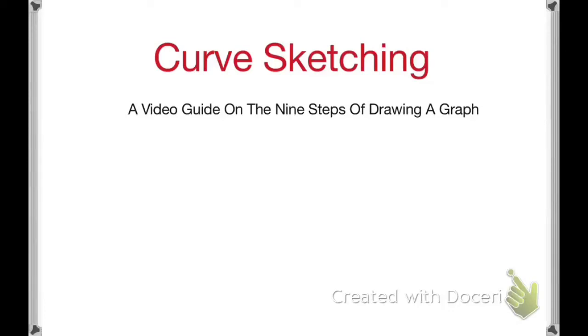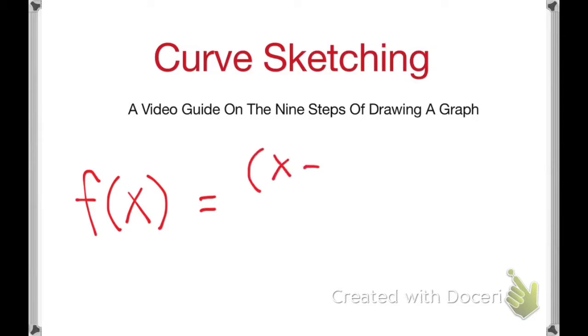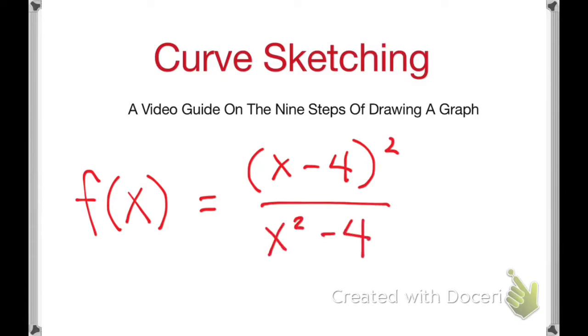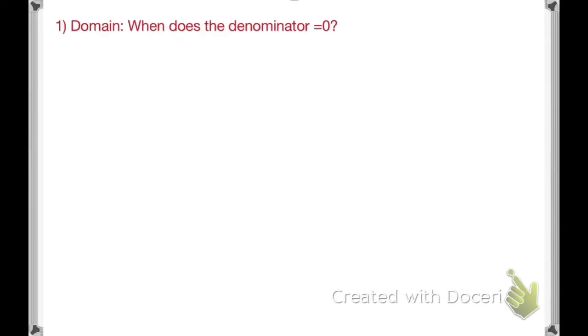Hi, so today we're going to go over curve sketching, and the function that we're going to graph is f of x is equal to the quantity x minus 4 squared over x squared minus 4. We're going to try to graph that using things that we learned from calculus.